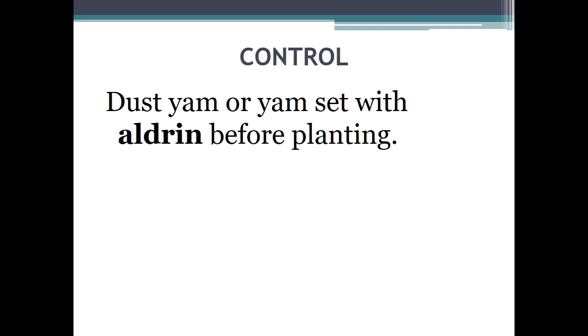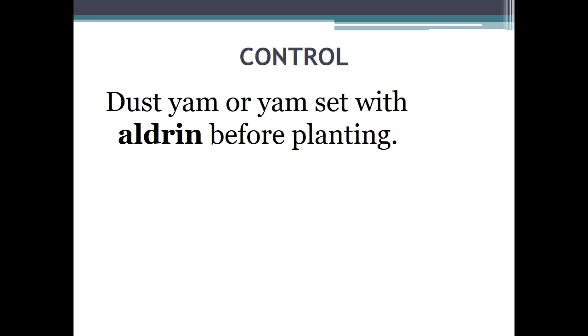Control. Dust yam or yam set with aldrin before planting. So the yam that is to be planted is to be dusted with aldrin before planting. This will reduce or control the attack by the yam beetle. And below is the diagram of the life cycle of the yam beetle.